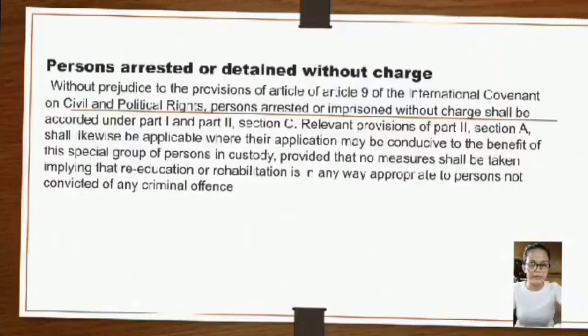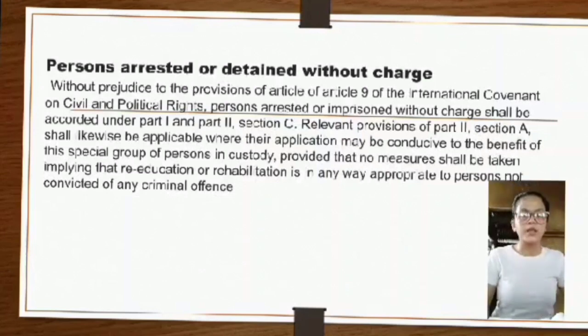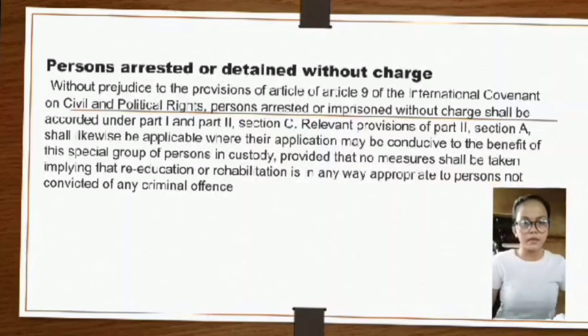Persons arrested or detained without charge. Without prejudice to the provisions of Article 9 of the International Covenant on Civil and Political Rights, persons arrested or imprisoned without charge shall be accorded the same protection as that accorded under Part 1 and Part 2, Section C. Relevant provisions of Part 2, Section A shall likewise be applicable where their application may be conducive to the benefit of this special group of persons in custody, provided that no measures shall be taken implying that re-education or rehabilitation is in any way appropriate to persons not convicted of any criminal offense.